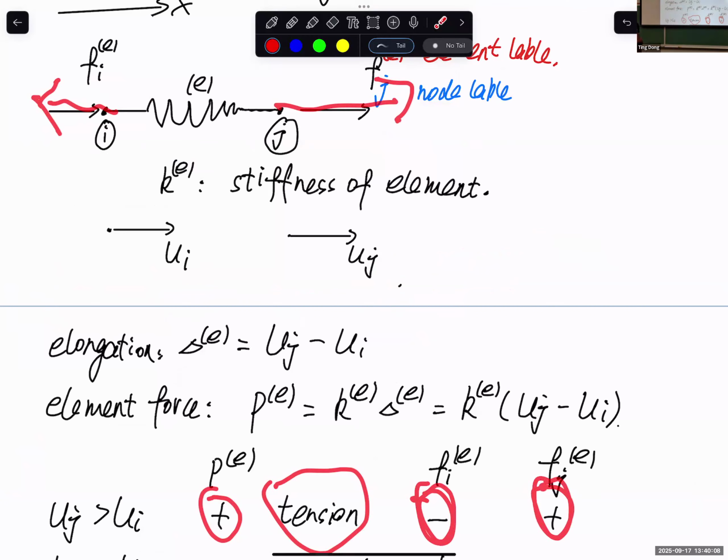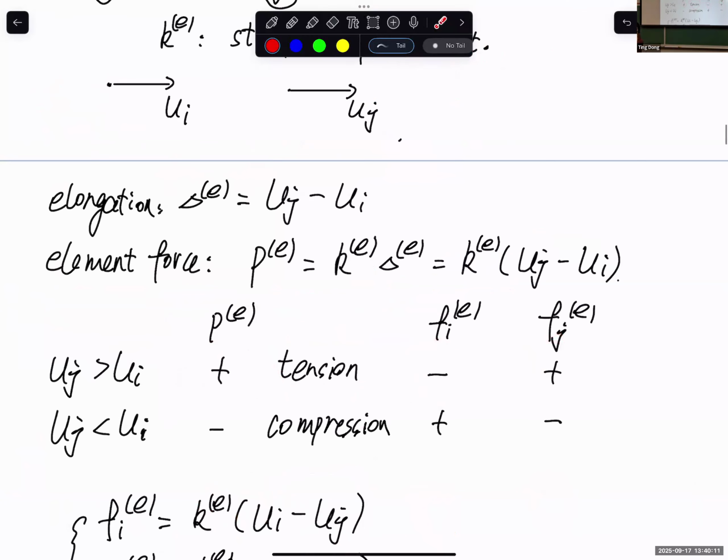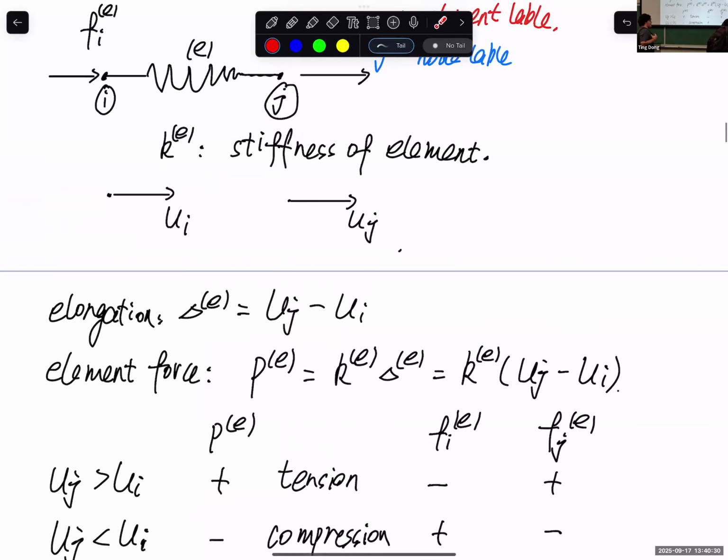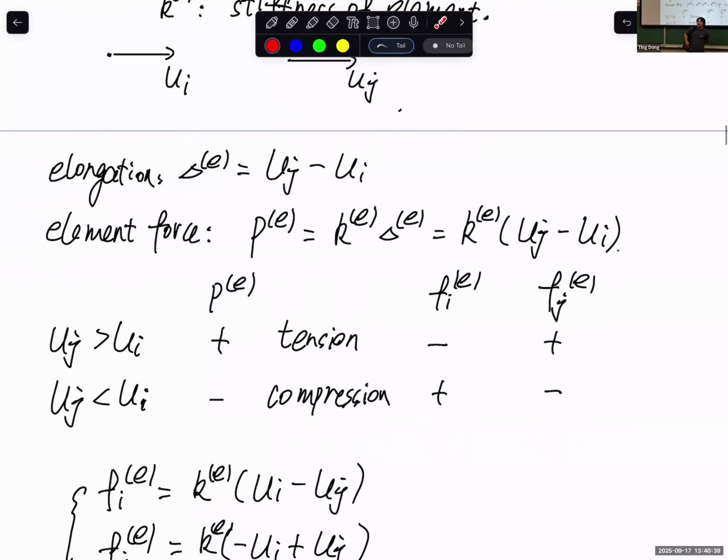Where did we find that in that problem? This is the first lecture. I mean, where did we find that the forces were negative in the I direction and positive in the J nodal direction for this problem? Yeah, it's the same thing. It's the same thing.